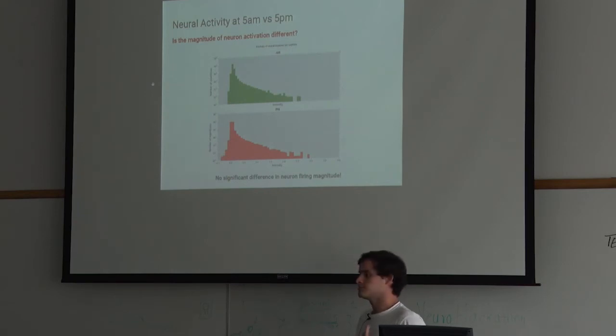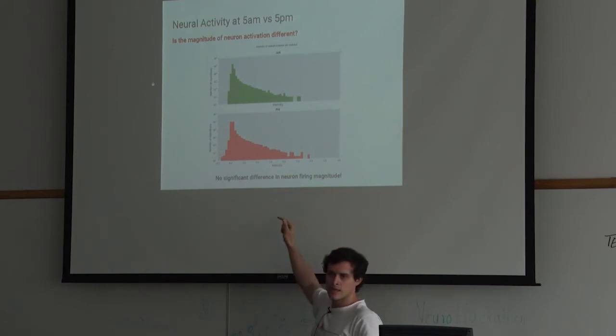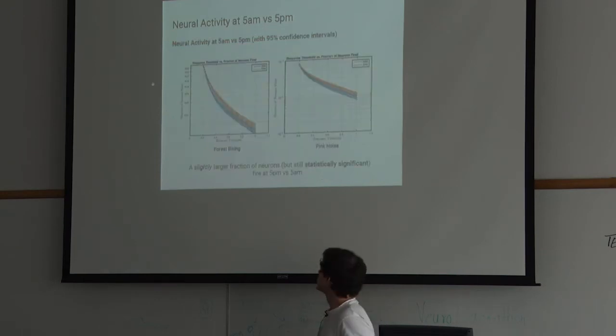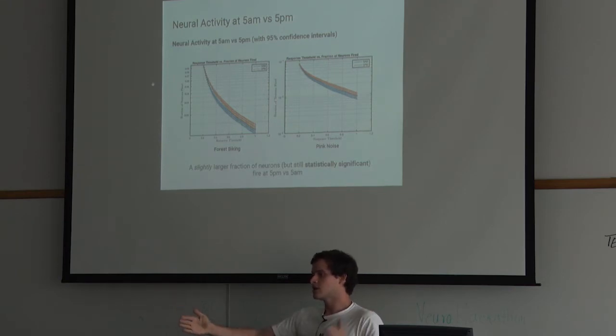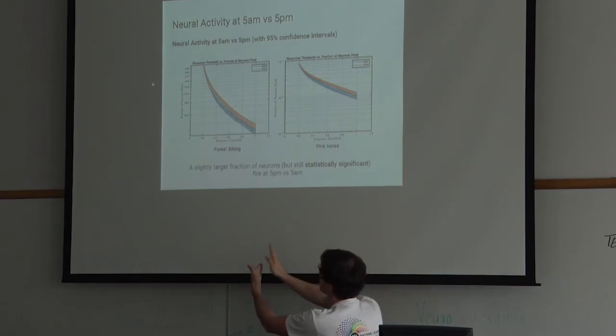Initially, we started by looking at the histogram of the data between 5 a.m. and 5 p.m. This is just the histogram of the intensities of the neural activities for the two different times. And we don't seem to see any significant difference in those two plots. So what we did next was to plot a cumulative density function. Basically, we look at the fraction of neurons that have activation higher than a particular threshold, and we keep increasing that threshold. We look at the two times, 5 a.m. and 5 p.m. And this is the fraction of neurons as you increase that threshold.